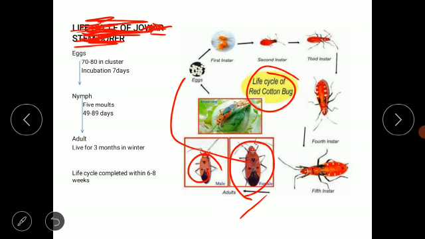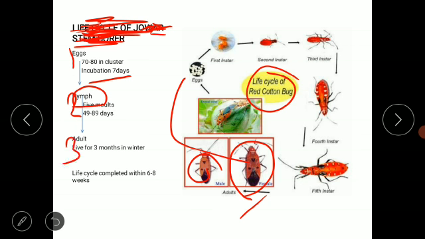Then the eggs are spherical, yellowish white, and about 1.2 mm in length. After 7 days of incubation, the eggs hatch, and when hatched, the next stage in the life cycle of the red cotton bug is the nymph. See, it is not the larva. There are only 3 stages. The first one egg, second one nymph, and third one adult.